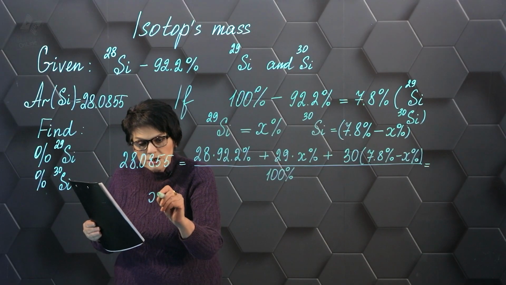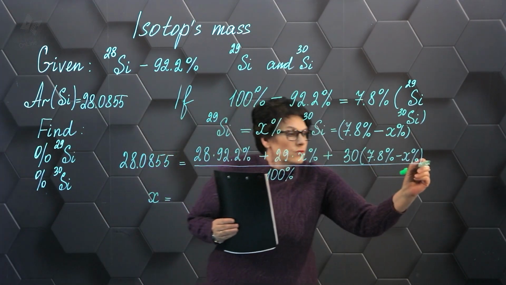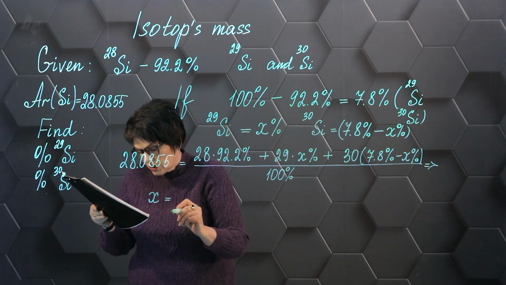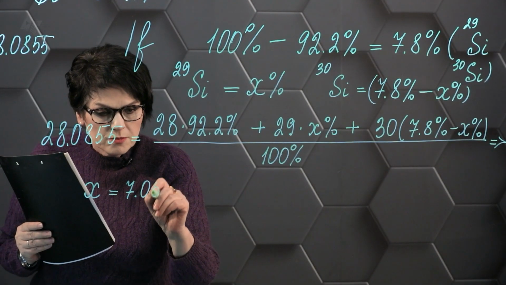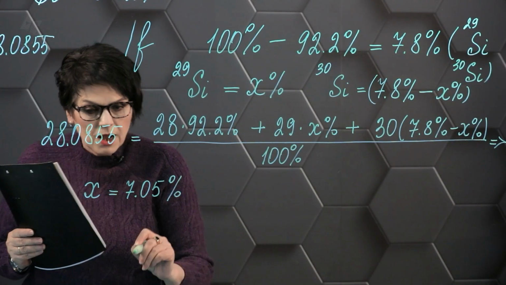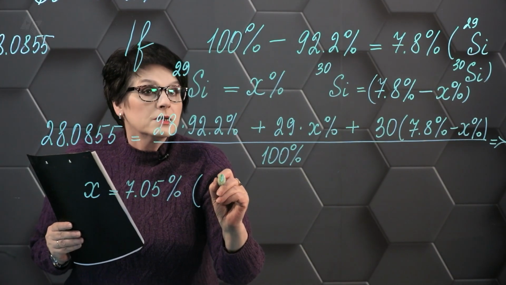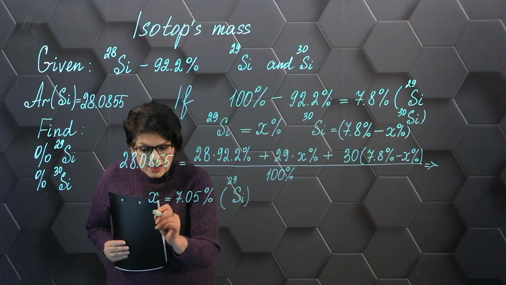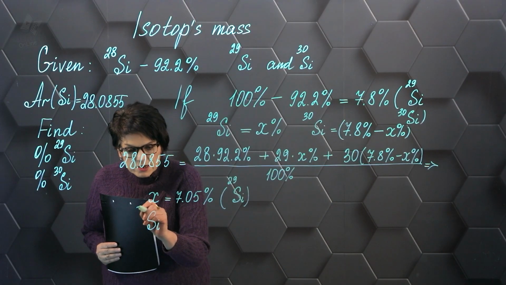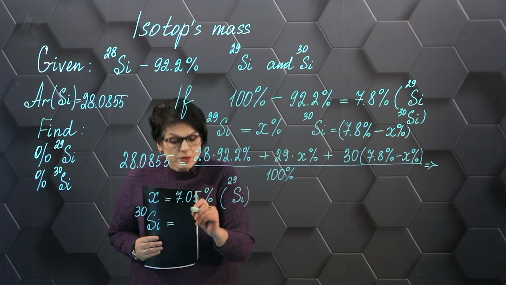In this case, X, if we make such a calculation, we get that the share of X is 7.05%. Well, then we have this content for silicon 29, and then for the share of silicon with a mass of 30, it will be 7.8% minus 7.05%. Then the share of the second one turns out to be 0.75%.